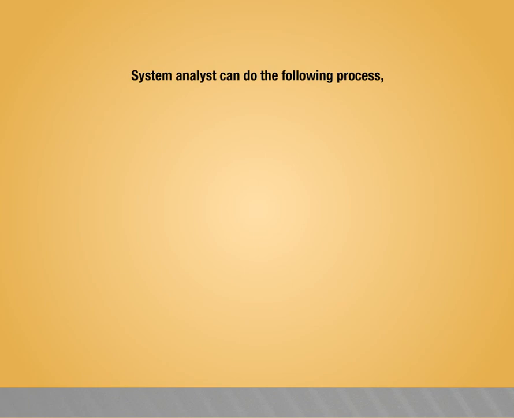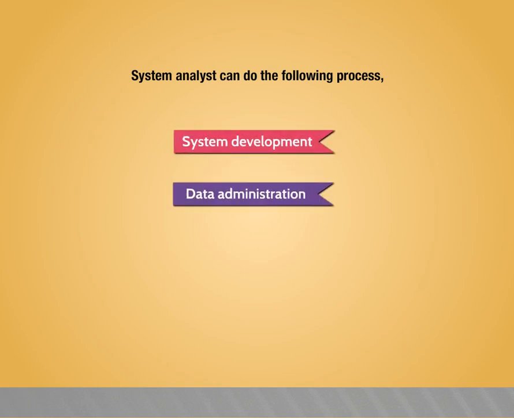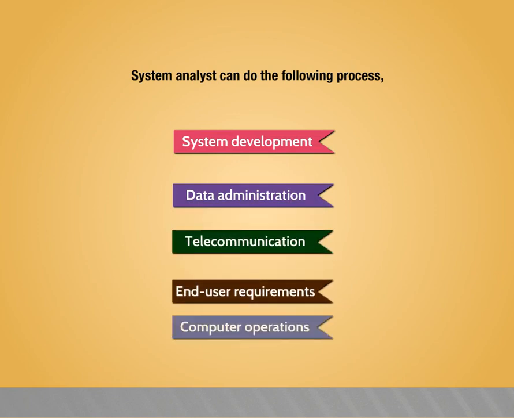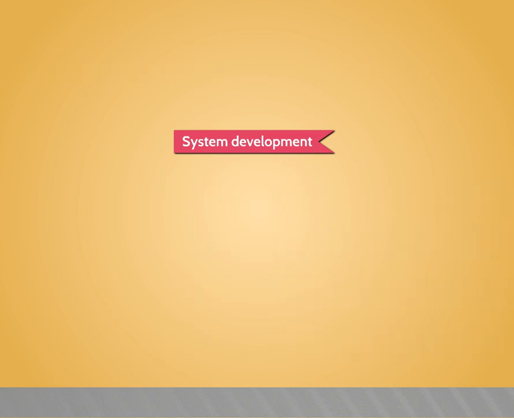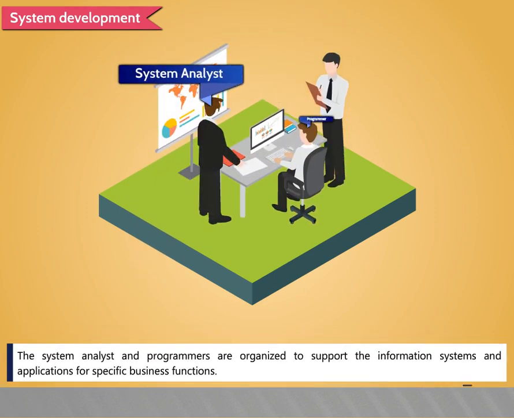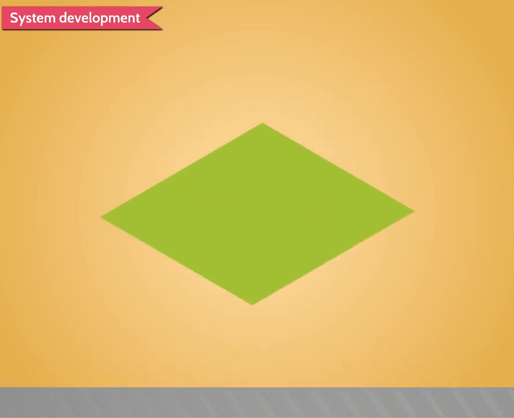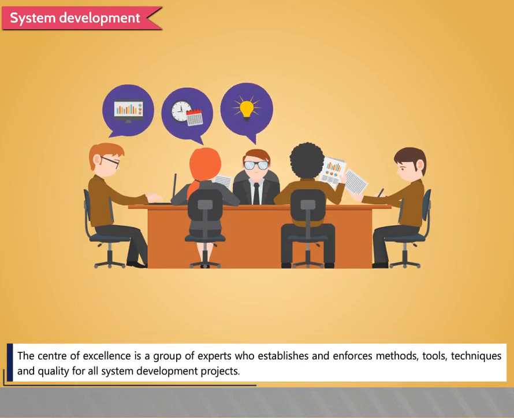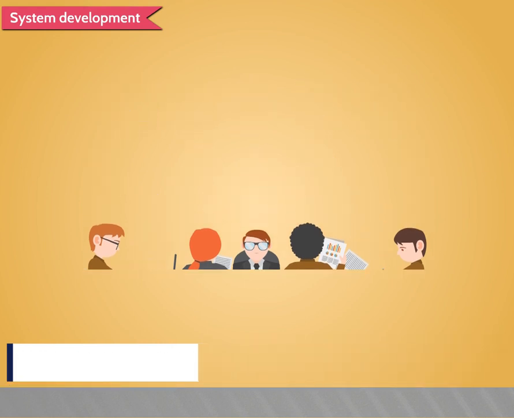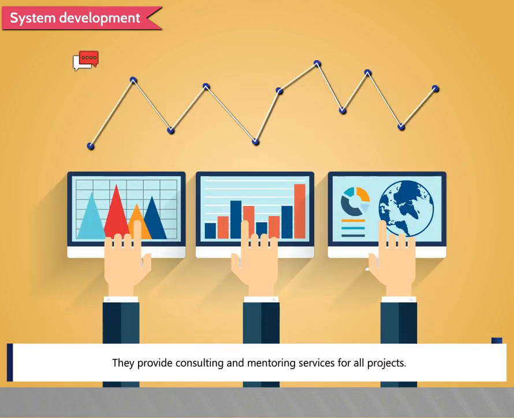A system analyst can do the following process: system development, data administration, telecommunication, end user requirements, computer operations. System development: the system analysts and programmers are organized to support the information systems and applications for specific business functions. The Center for Excellence is a group of experts who establishes and enforces methods, tools, techniques, and quality for all system development projects. They provide consulting and mentoring services for all projects.